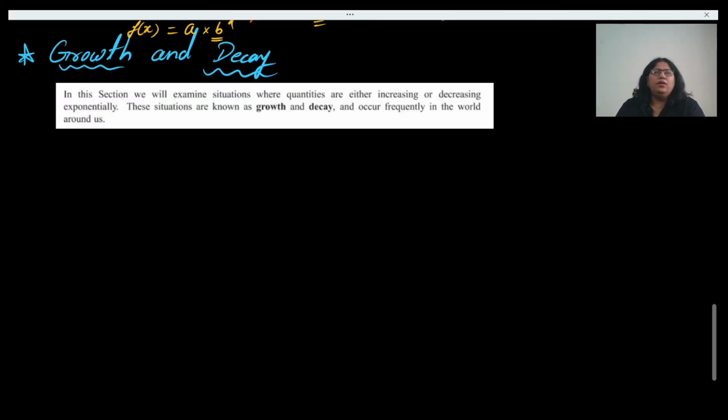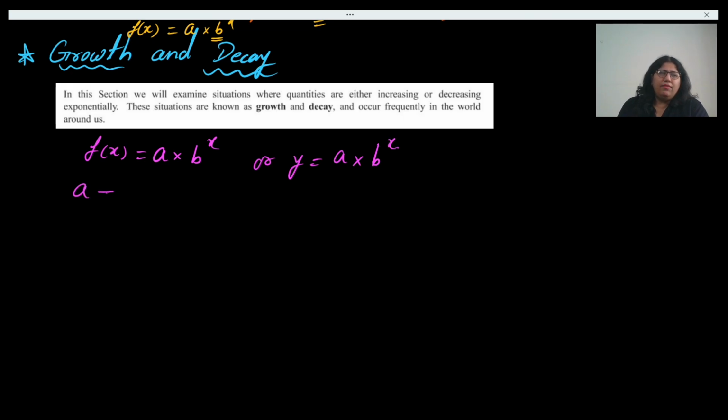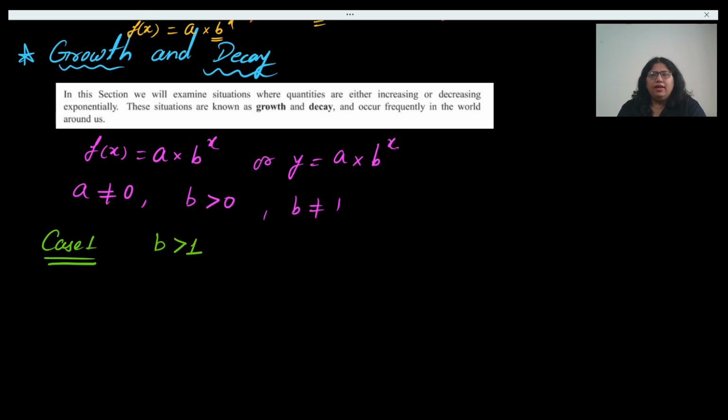Now, how do you take growth and decay? First thing, an exponential function means f of x is a times b to the power x, or y equals a times b to the power x, where a can never be equal to 0, b value is always greater than 0, and b cannot be equal to 1. So there are only two cases here. Case 1, when your b value is greater than 1, and case 2, when the b value lies between 0 and 1.